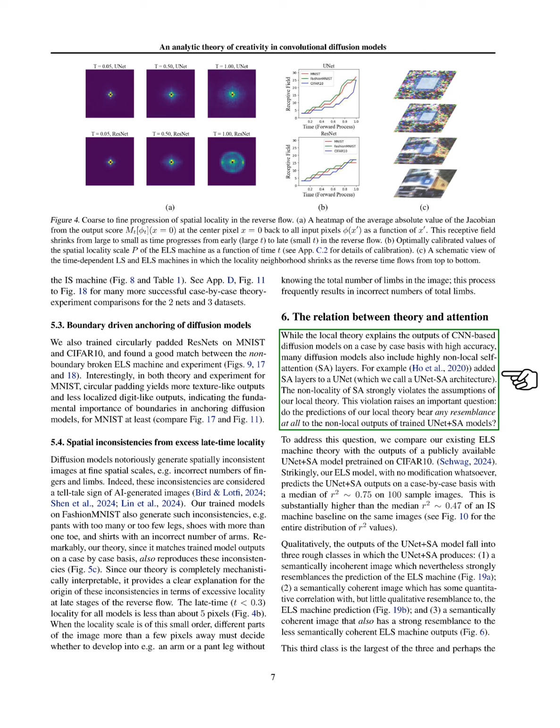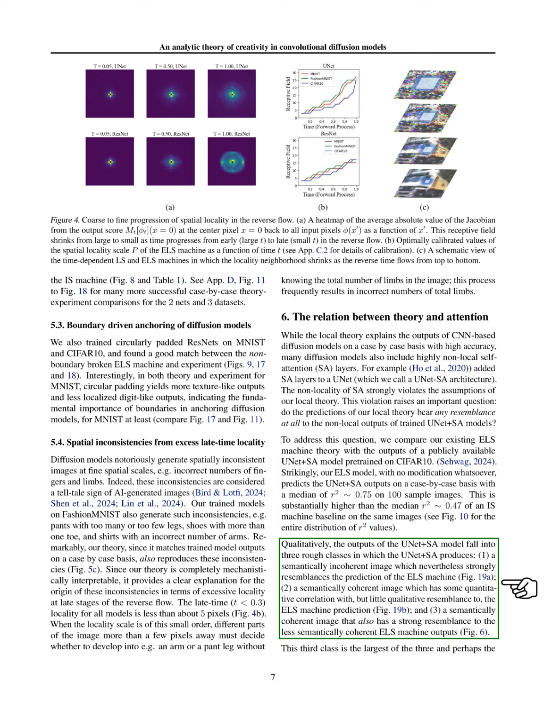While our local theory accurately explains CNN-based diffusion model outputs, many models incorporate non-local self-attention (SA) layers, which challenge our local assumptions. To explore this, we compare our ELS machine theory with outputs from a U-Net plus SA model pre-trained on CIFAR10. Remarkably, our ELS model predicts the U-Net plus SA outputs with a median correlation of about 0.75, significantly higher than the baseline IS machine's median of 0.47.